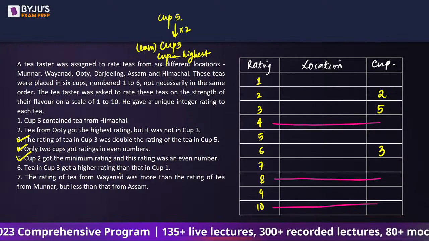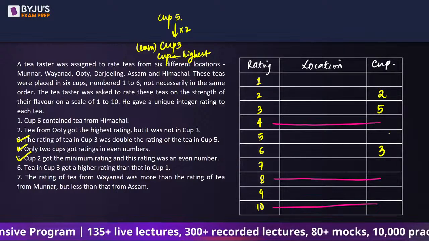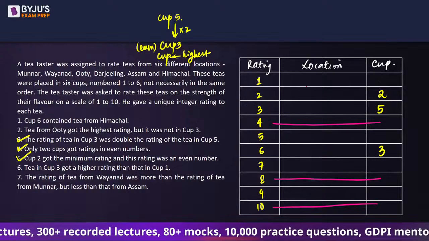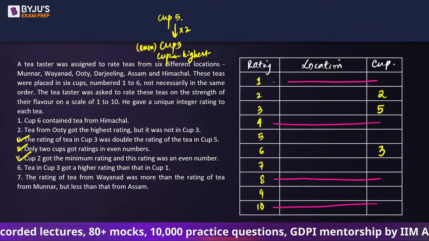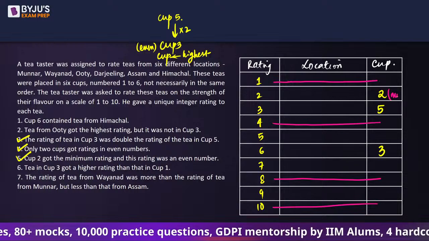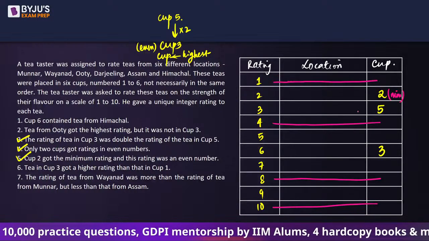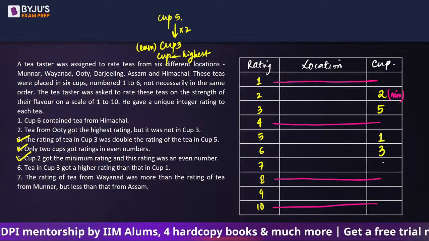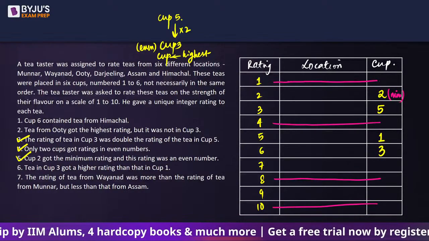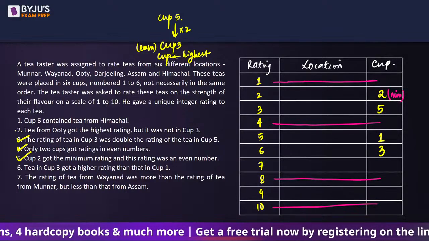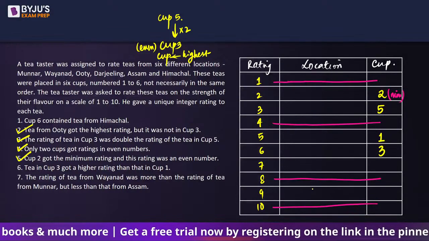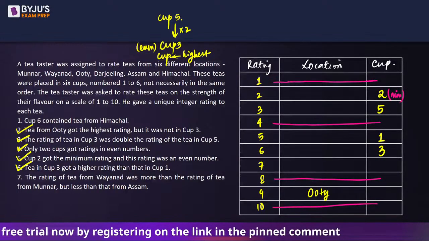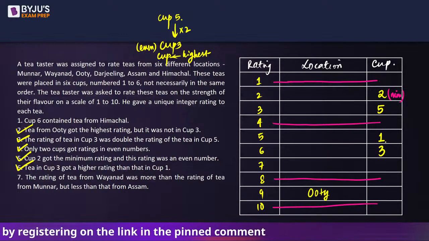Tea in cup 3 got a higher rating than that in cup 1. So it tells us cup 1 is above 3. If it is above 3, and this is not allowed because 2 got the minimum, it's given. So we can now fairly say that the number above 3 is going to be 1. And we are given that T from UT got the highest rating. So this is the T from UT, which got the highest rating, which is 9. And T in cup 3 got a higher rating than in cup 1.